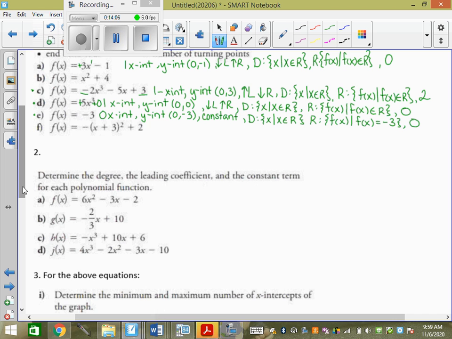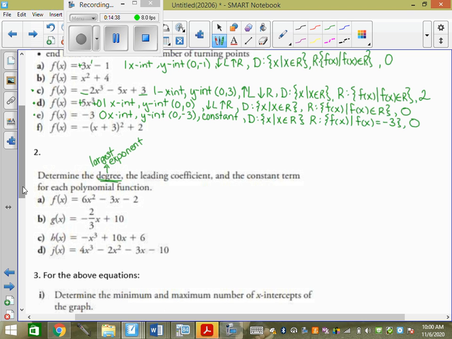Number 2, determine the degree. How do I get the degree? You tell me. What is the degree based off of? The largest. Anyone know? Linear is degree 1, cubic is degree 3. It's based off the largest what? X exponent. So linears are degree 1, quadratics are degree 2, cubics are degree 3.